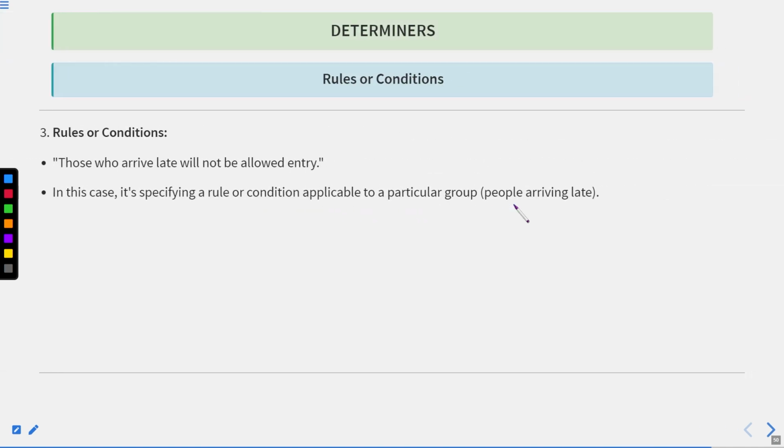Rules or conditions: those who arrive late will not be allowed entry. Okay, so here is a condition for those who will arrive late. There will not be entry. In this case, it is specifying a rule or condition applicable to a particular group, those arriving late.